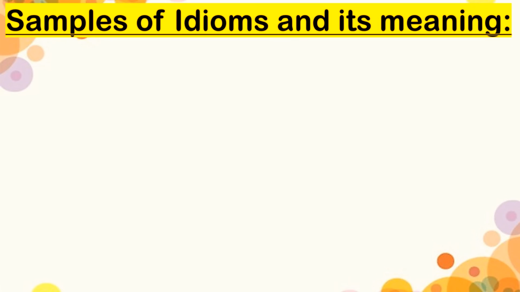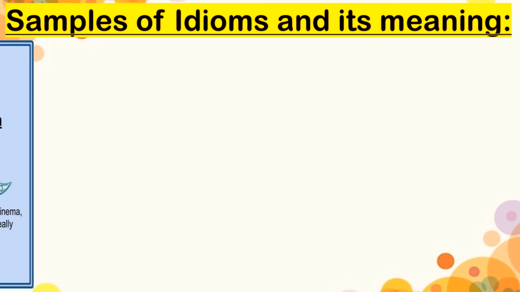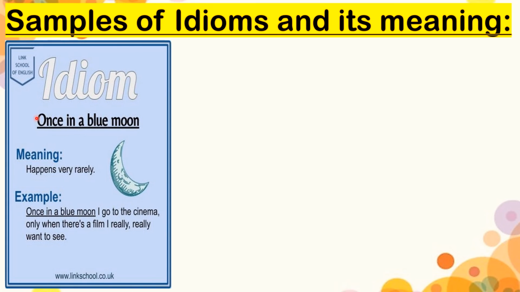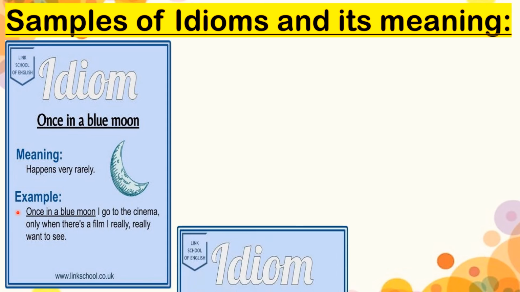Now, class, I'm going to read to you some examples of idioms and their meanings. These examples are very good because they also show us how to use these idiomatic expressions in a sentence. Number one, once in a blue moon, meaning happens very rarely, maybe 2 or 3 times a year. Example: Once in a blue moon I go to the cinema, only when there's a film I really, really want to see.